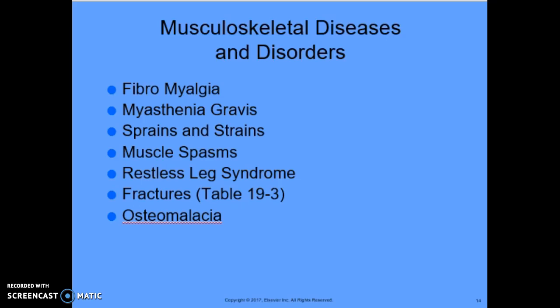For fibromyalgia, the treatment goals include reducing pain, enhancing sleep, and reducing anxiety and stress.